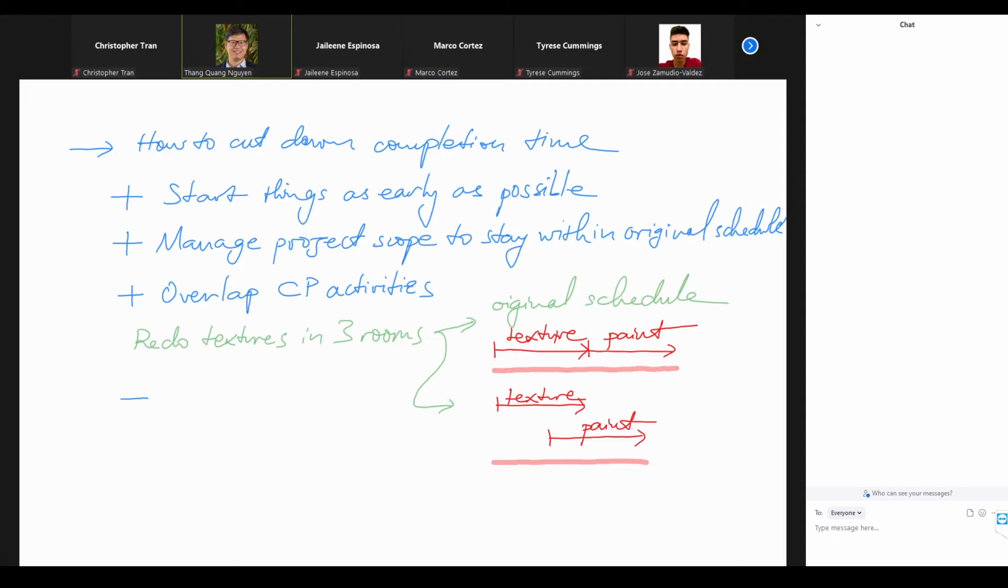Method number 4 is now we even crash the activity times themselves. Right? So crash the activity times. For example, to redo the texture of this room, normally it takes 2 days, right? But if they find a better way, they only do that in 1 day or 1 and a half days, right? So we call that crashing the activity times.